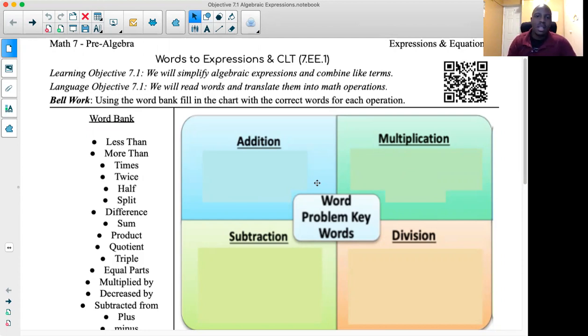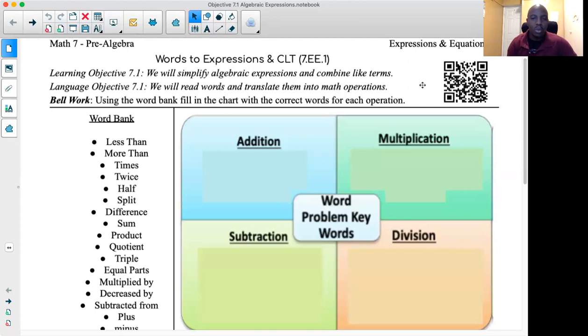Okay, these are keywords. They're very important for us to be able to identify what we're going to be doing today. Now, what we're doing today is we will simplify algebraic expressions and combine like terms, right? We will write algebraic expressions from word problems or from word statements. And then eventually we're going to go into combining like terms. But to start off with, I want you to identify each of these words as an operation.